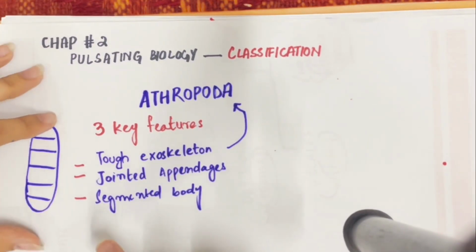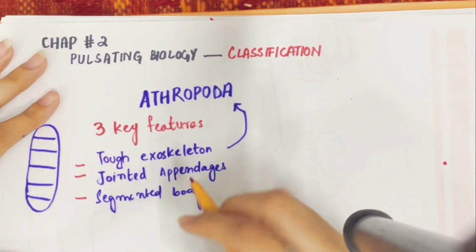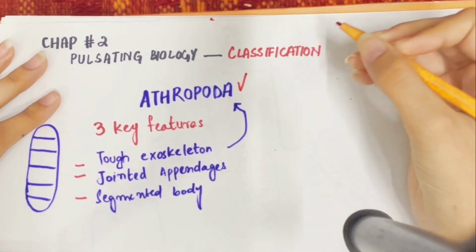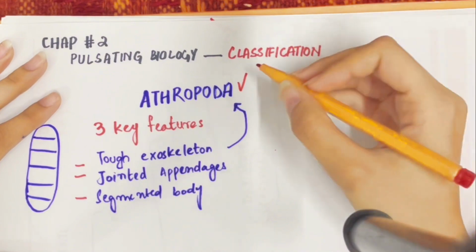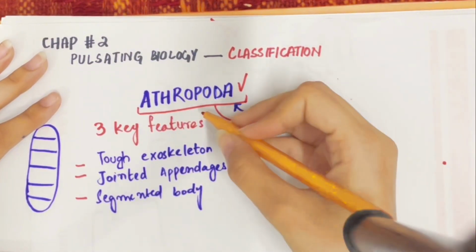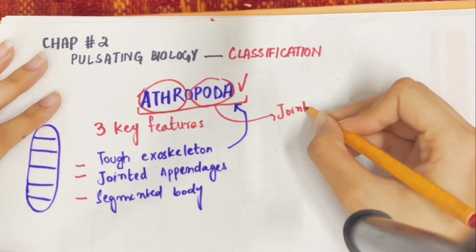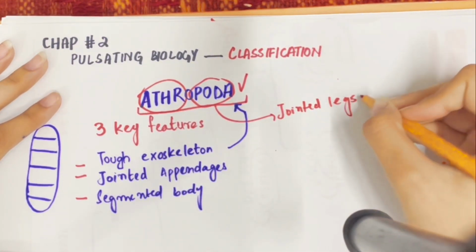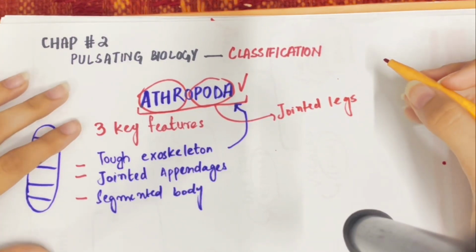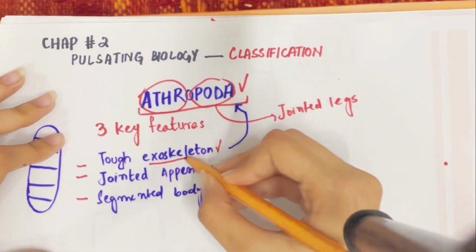Next, the particular phylum that we have been asked to discuss in your syllabus is the phylum Arthropoda. What is the phylum Arthropoda? Phylum Arthropoda means the one with jointed legs. Arthropoda: arthro and poda. It means jointed legs. These jointed-legs organisms, the arthropods, have three key features. It has a tough skeleton, an exoskeleton.